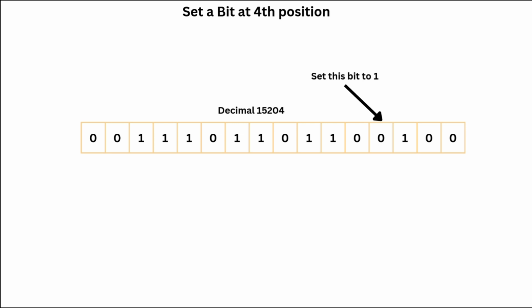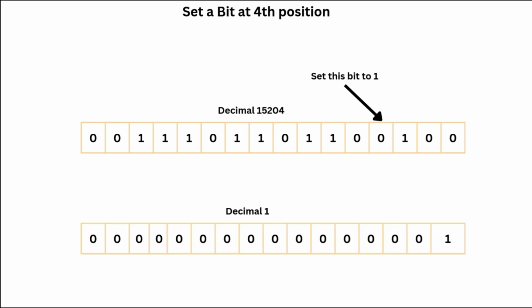We will explain. First, the procedure is, I will take decimal 1, which in binary is like this. Always you have to take a decimal 1, and after that you shift this decimal 1. Let's say you want to set the fourth position, so you do 4 minus 1, which is 3, meaning 3 times you have to shift to the left side.